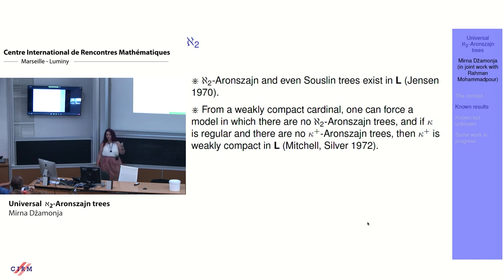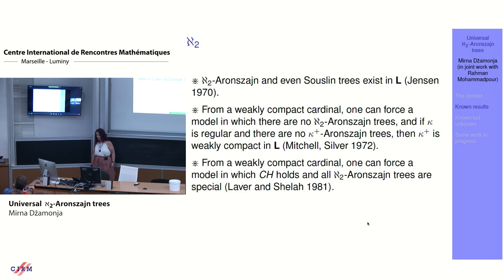Mitchell proved something else with a similar technology, and then Silver noticed that it proves this as well, as it says in Mitchell's paper. Anyway, from a weakly compact cardinal, we have another celebrated work, which is by Laver and Shelah from 1981. They force a model in which CH holds, and all ℵ_2 Aronszajn trees are special. What do we understand by special? Simply, they are a union of ℵ_1 antichains.